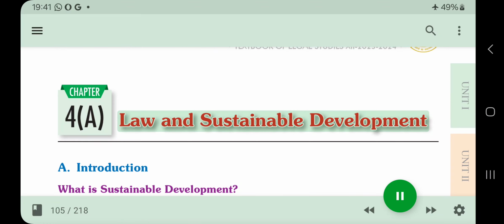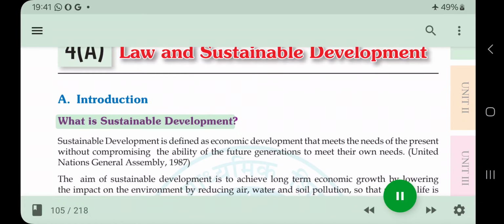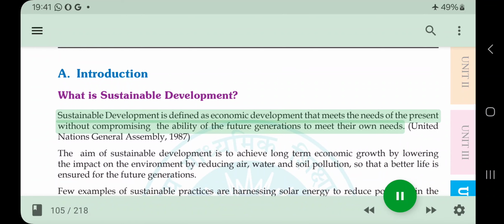Law and Sustainable Development. A. Introduction. What is sustainable development? Sustainable development is defined as economic development that meets the needs of the present without compromising the ability of the future generations to meet their own needs.